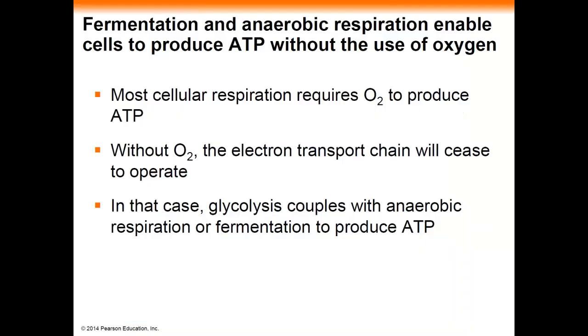If no oxygen is available, cells will undergo fermentation and anaerobic respiration. They can use this to produce ATP without oxygen. Most cellular respiration requires oxygen to produce ATP. Without oxygen, the electron transport chain will cease to operate. In that case, glycolysis will couple with anaerobic respiration or fermentation to produce ATP.